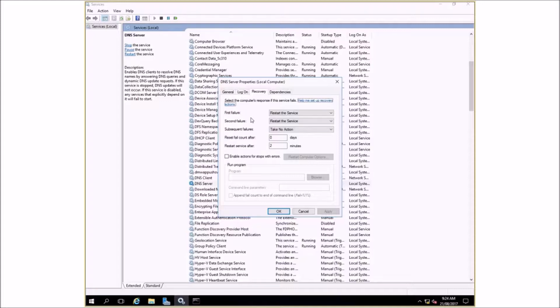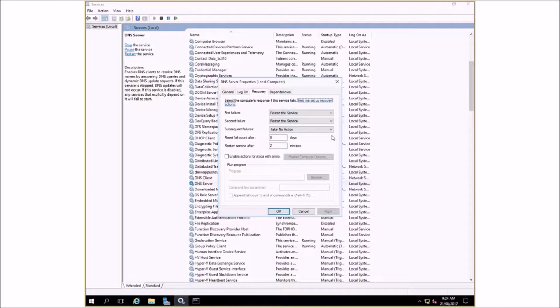But what happens if it fails again? In this case, we've told it to try again, basically try to restart the service again. But what happens if it keeps on failing? It could possibly not ever start because there's a problem. So in this case, by default it's configured to take no action, which means just leave it.